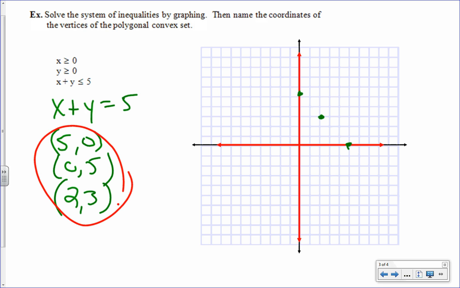Yeah, you can see it, I know. Does it make the inequality true? Yeah, because it's equal to, right? 5 plus 0 less than or equal to 5. 0 plus 5 less than or equal to 5. 2 plus 3 less than or equal to 5, they're all equal to, right? And so solid once again.